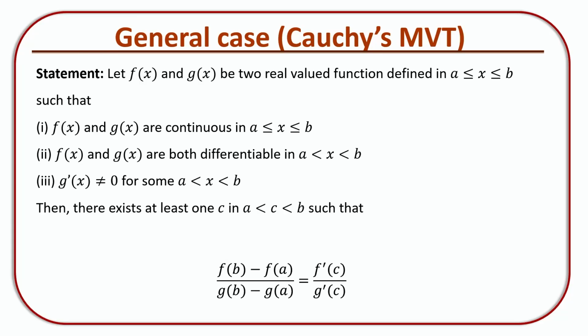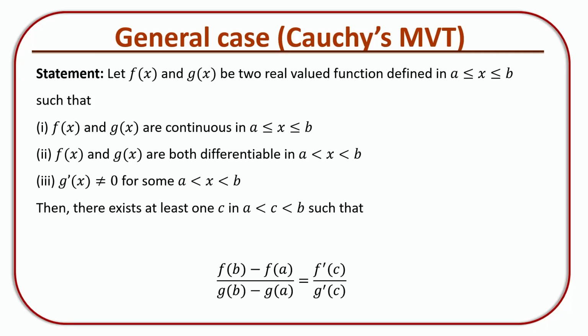So, what is the statement? It is also called the general mean value theorem. We call it the general case of the Lagrange mean value theorem. The statement is quite different from the Lagrange mean value theorem. In the Lagrange mean value theorem, there is one function which is continuous and differentiable. But here in the Cauchy mean value theorem, we are considering two functions f(x) and g(x).